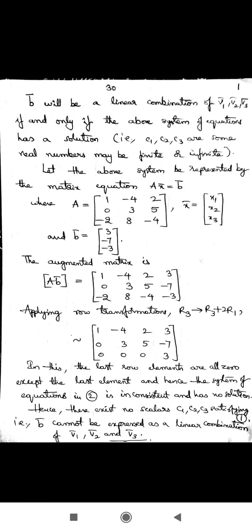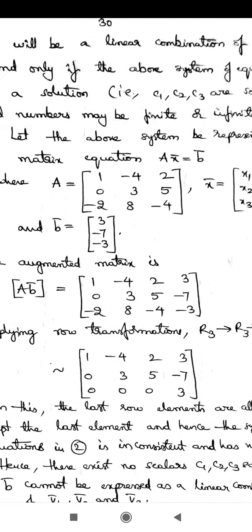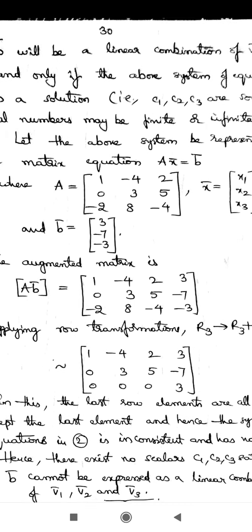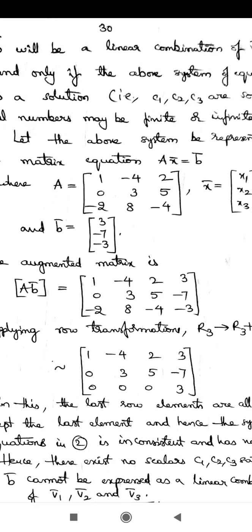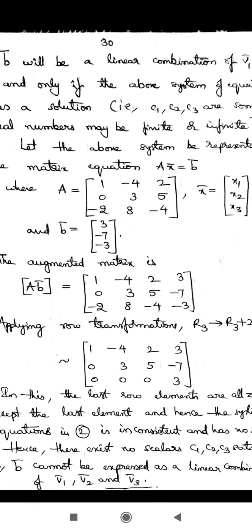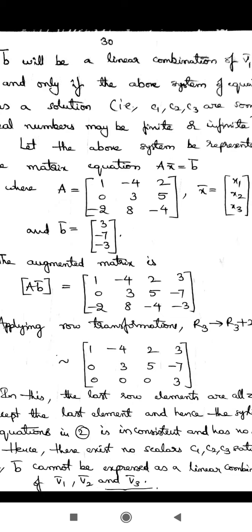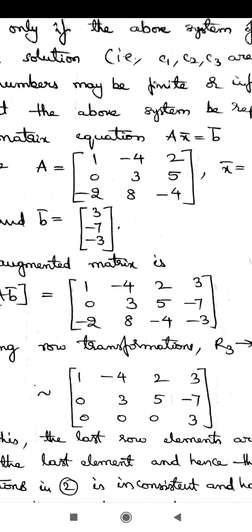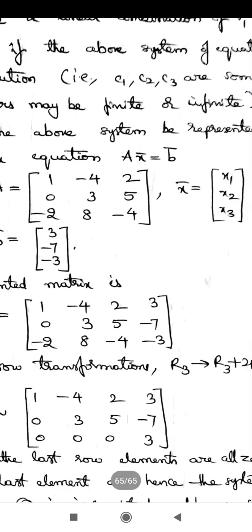Let the above system be represented by a matrix equation. Matrices are the thing which help us, as I said in the introduction of this topic, linear algebra, to write the system of linear equations in a simpler manner. So that is how we are making use of that concept here, writing the above system of linear equations in equation 2 as the simple matrix equation A x bar is equal to B bar.